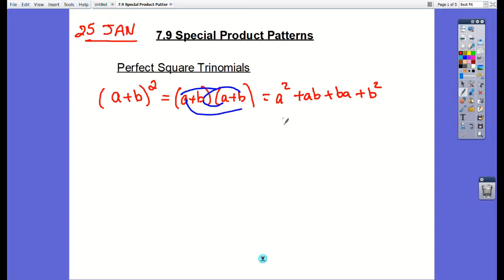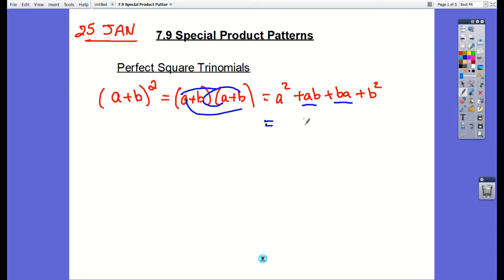Okay, so when you FOIL, you get to here, right? We FOIL because when you square something, you multiply it by itself, so we get to here. Now, AB and BA, these are products, right? Does order matter in a multiplication problem? Like, is 2 times 3 the same thing as 3 times 2? Yeah, so AB times BA is the same thing.